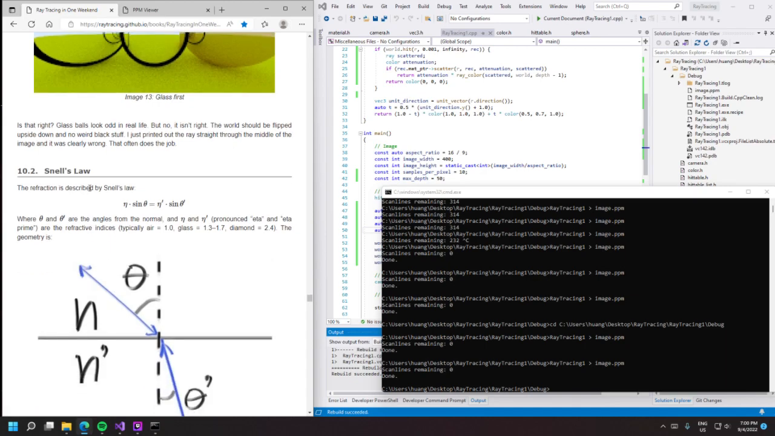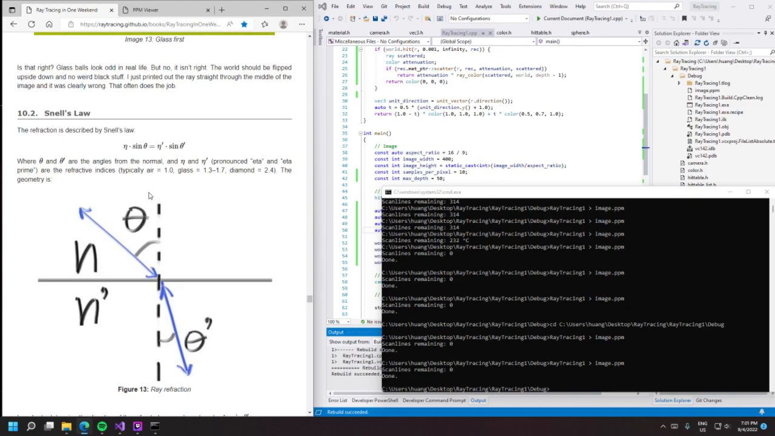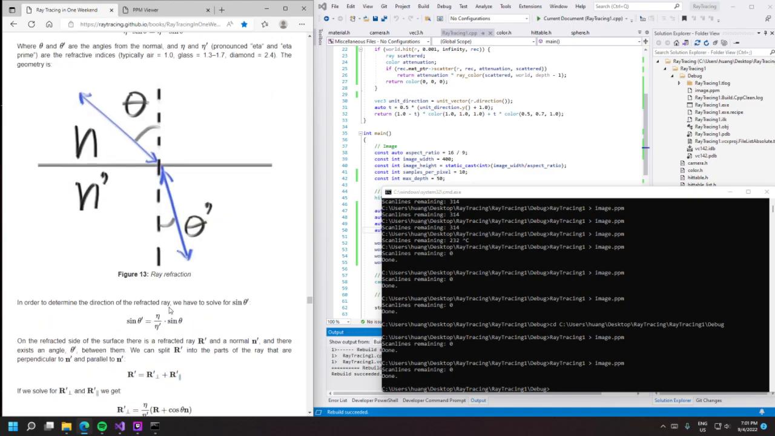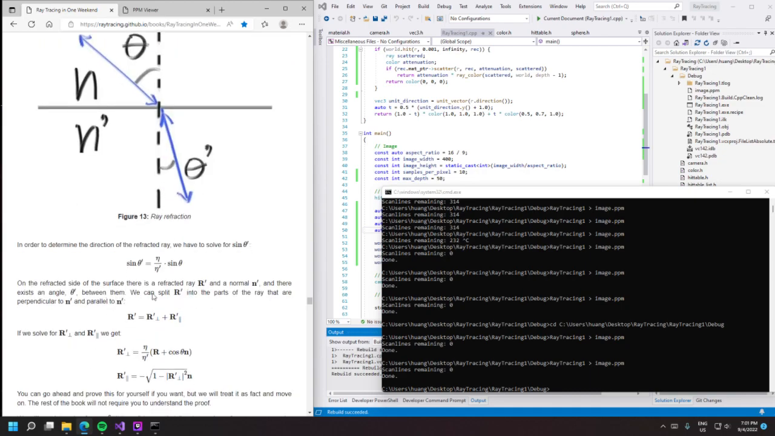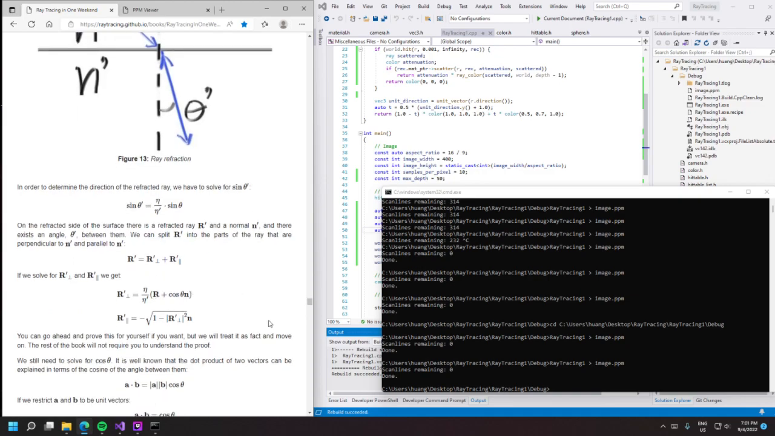Oh yeah, this is Snell's law. I think I remember. Yeah, I remember learning this at some point. I don't know how to pronounce it, but basically you have this formula where theta and theta prime are the angles from the normal, and eta and eta prime are the refractive indices. Typically, air is 1, glass is 1.3 to 1.7, diamond is 2.4. The geometry is this. Yes, I remember learning this. It's really nice that I have to be reminded of the physics.